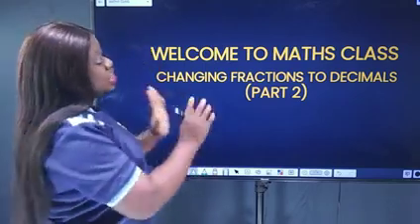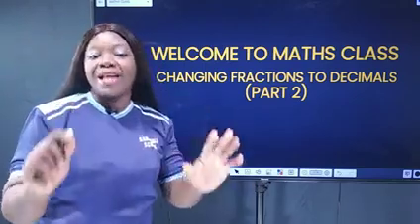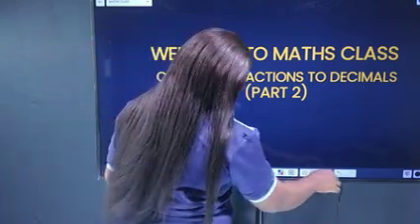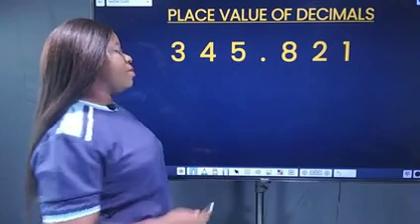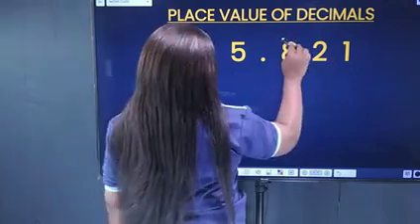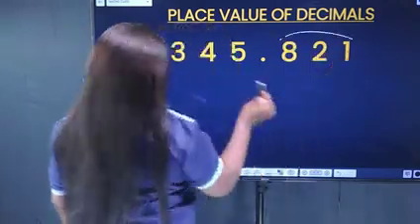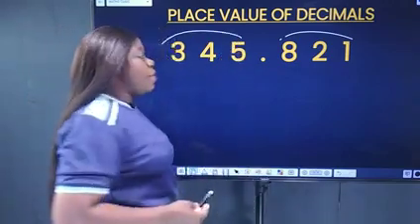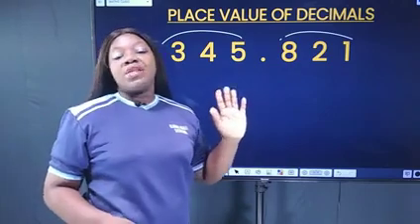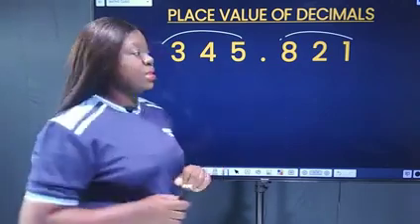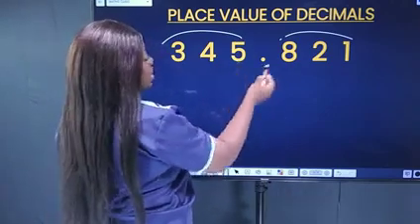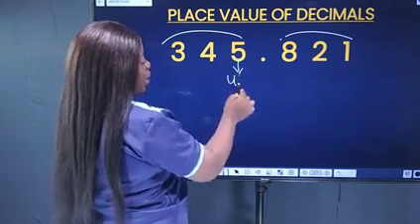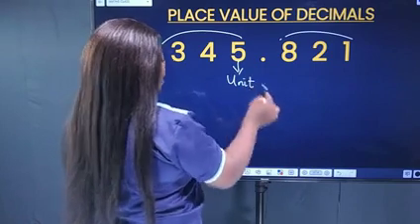Now, before we can learn changing fractions to decimals, we need to remind ourselves of the place value of decimals. So are you ready? I have a decimal number here. To my right hand side, these are decimal digits, and to my left hand side, these are whole numbers. The place value of whole numbers is different from the place value of decimal numbers. For whole numbers, before the decimal point, our place value starts with the units. So this is 5 units.